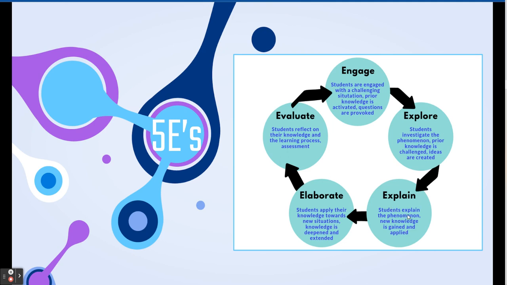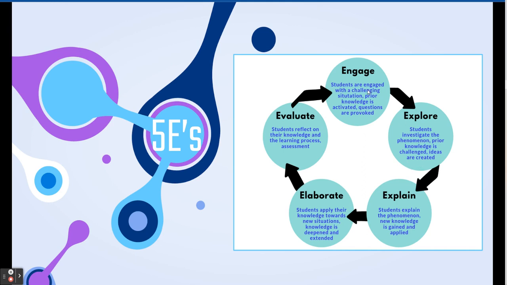So then you get the explain part, and the explain piece is kind of twofold. It might be the opportunity for you to make sure that there are no misconceptions, that everybody has a clear understanding of whatever it is specifically that they need to know. But it can also be an opportunity for students to explain what they have found.